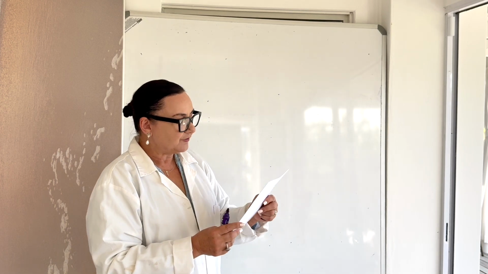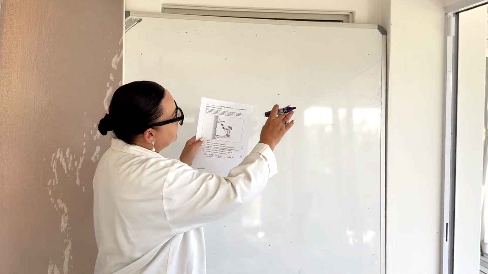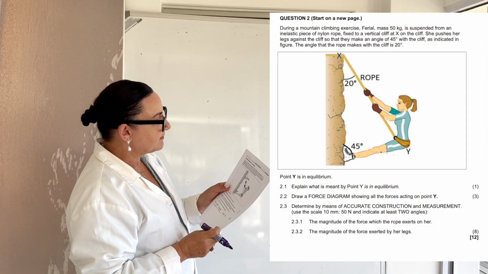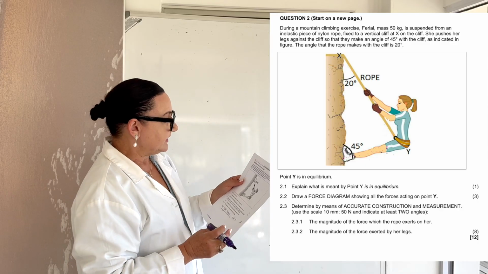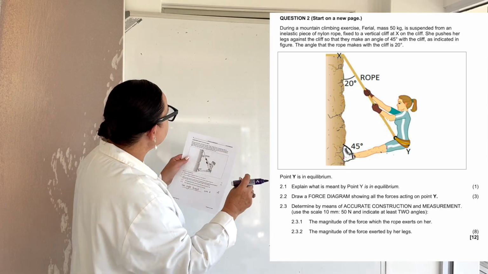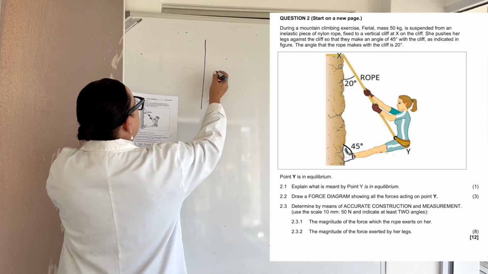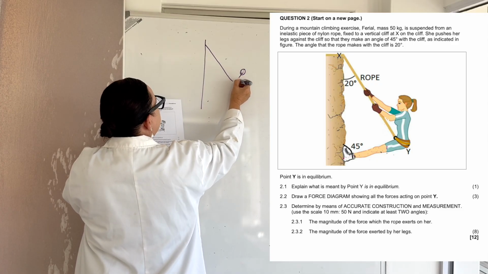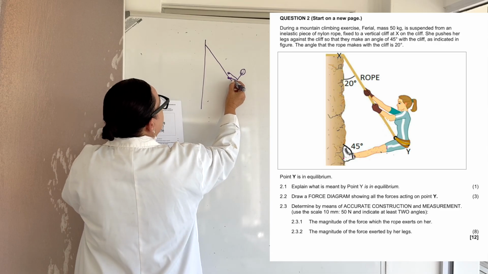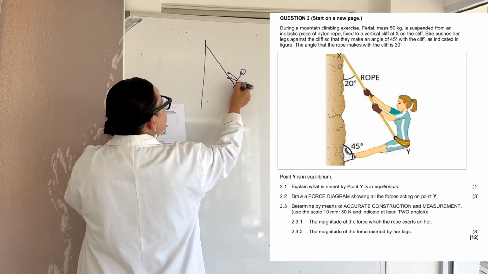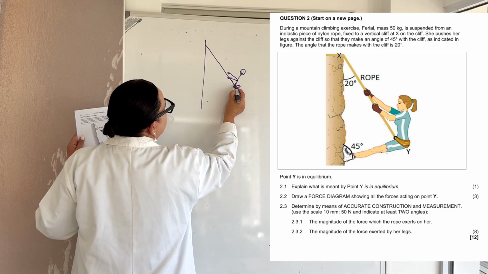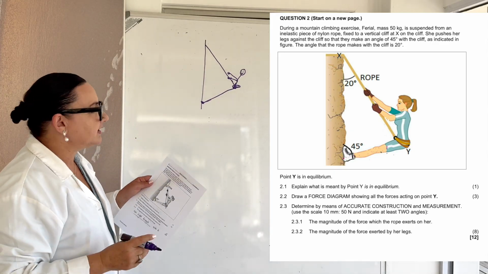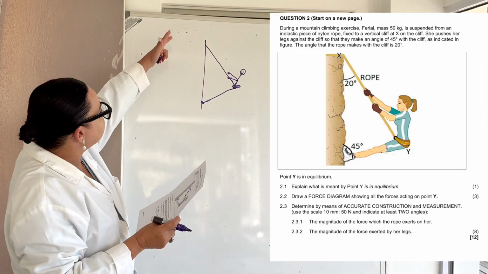What we've got here is the question, which I'm going to put next to my whiteboard. During a mountain climbing exercise, this lady, mass 50 kilograms, is suspended. So we've got here a wall. She is suspended, hanging here. That is her, there are her hands on the rope. She's got a rope around her waist, and her legs are pushing against the side of that mountain.